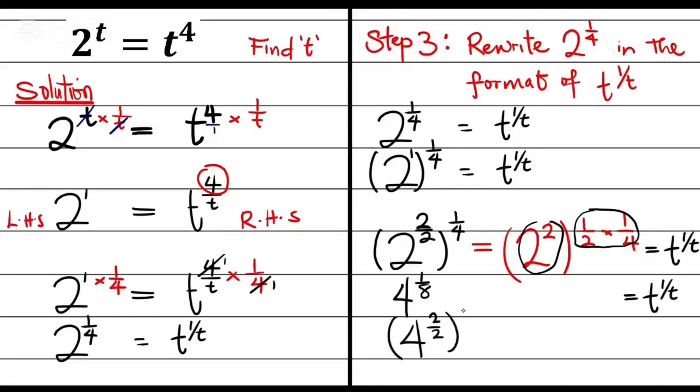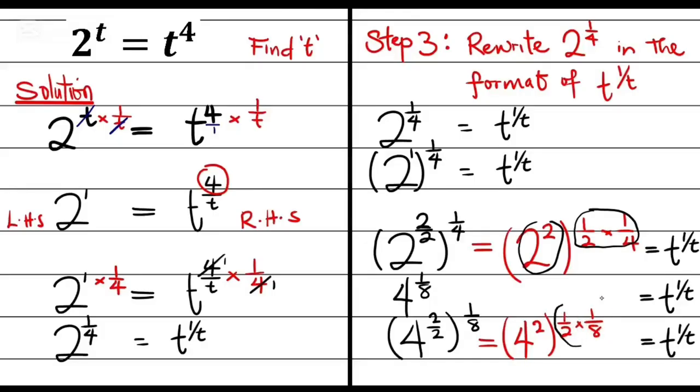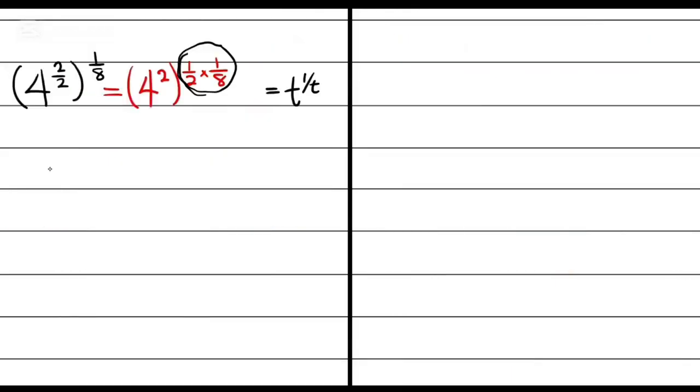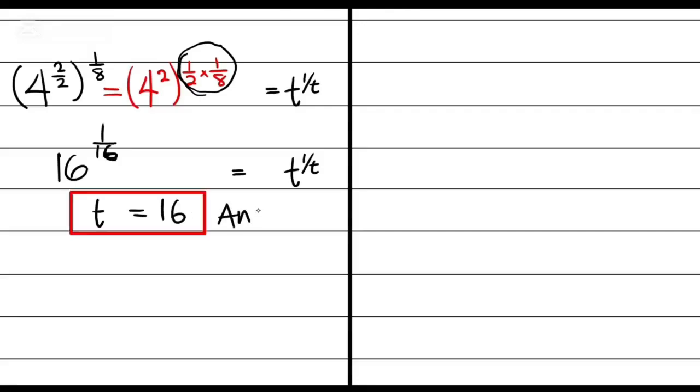Put this in parentheses, then we still have 1 over 8 there, in which this can also be written as 4 raised to the power of 2. Put this in parentheses, that is, we have 1 over 2 outside, then multiply by 1 over 8. So we're going to continue doing the same thing here. Multiply this together, that is going to be 1 over 16. Then 4 raised to the power of 2 is going to be 16. That is 16 raised to the power of 1 over 16, and we still have it equal to t raised to the power of 1 over t. At the end of the day, we can see that t is just equal to 16. This is the final answer.